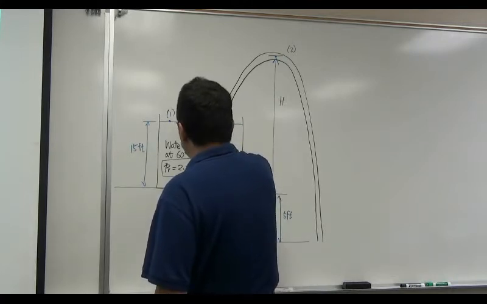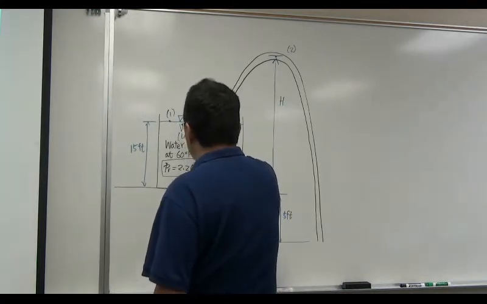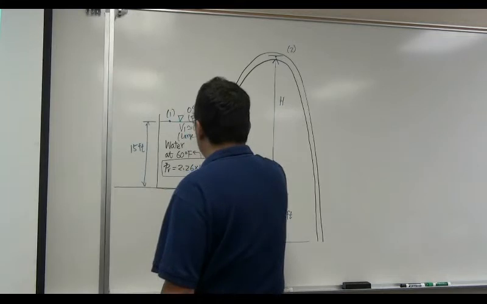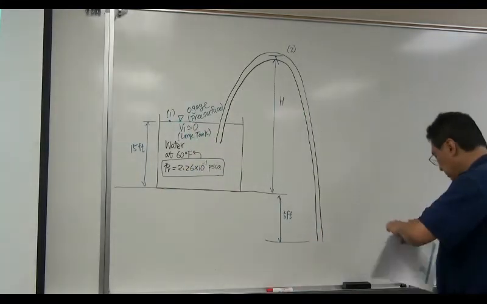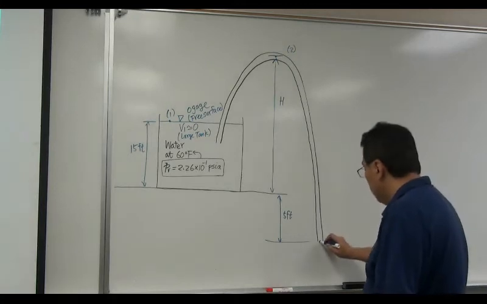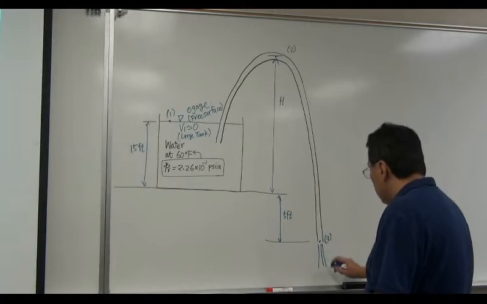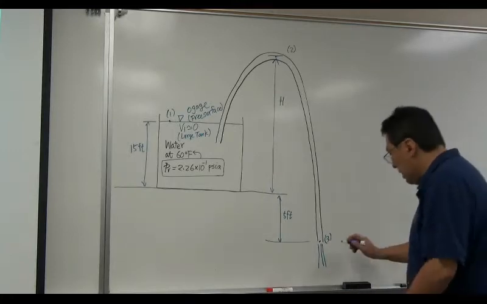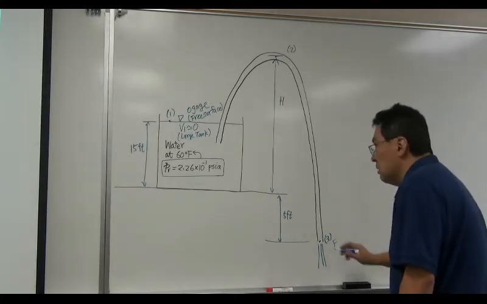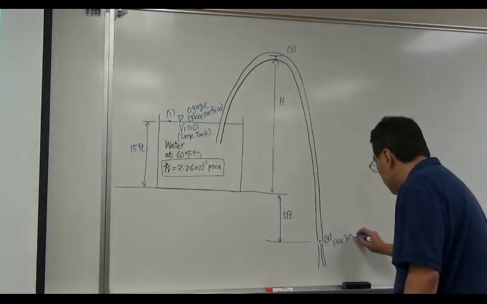Velocity V1 is approximately 0. Why is that? It's a large tank. What else? This is location 3, where the water comes out. Now obviously we know this is a free jet, so the pressure here is local atmospheric, which is 0 gauge. This is a free jet.